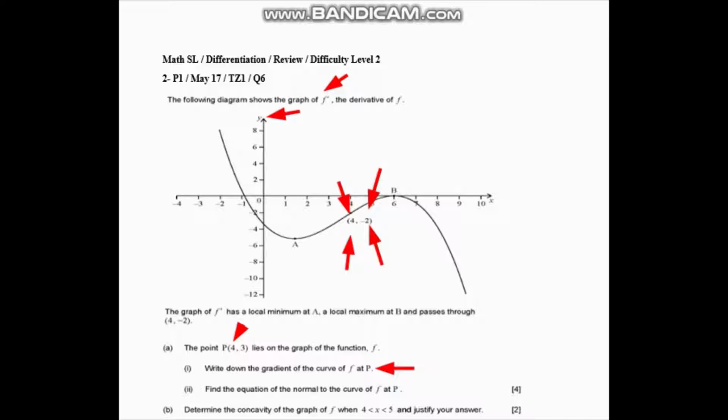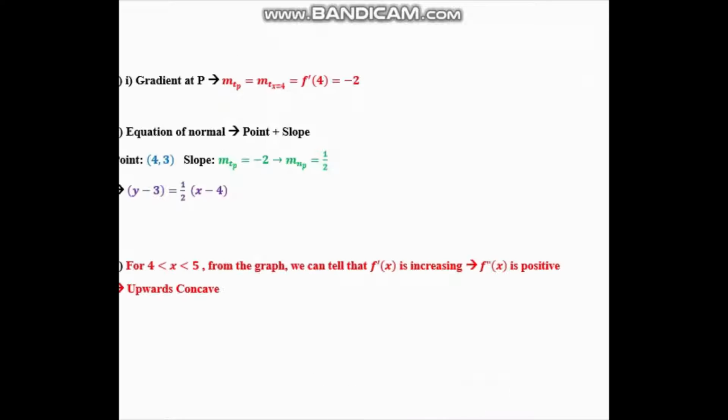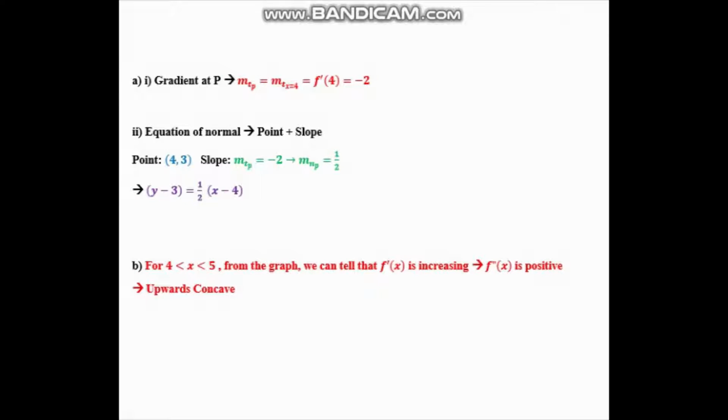In part (ii), you are required to find the equation of the normal to the curve of f at P. So we need a point and a slope. You are given the point P right there, and you found the slope in part (i). So let's see how to solve this. As we said, the slope is negative 2, which we have obtained from the graph, and we have a point on the graph of f, which is (4, 3), not (4, negative 2). That belongs to f dash, while (4, 3) belongs to the graph of f, so watch out.